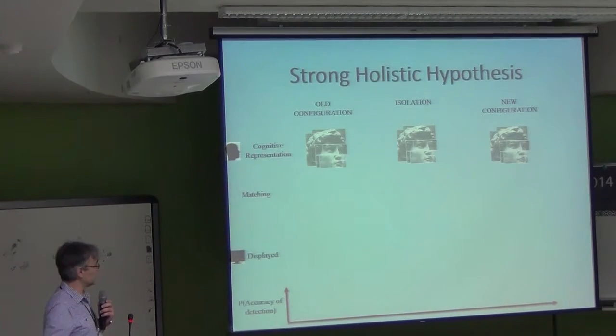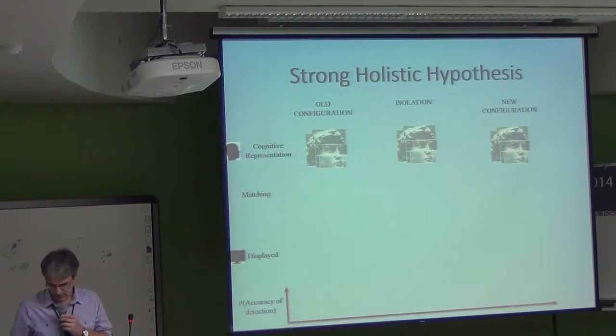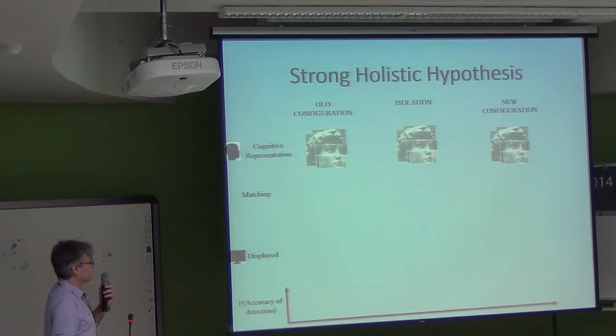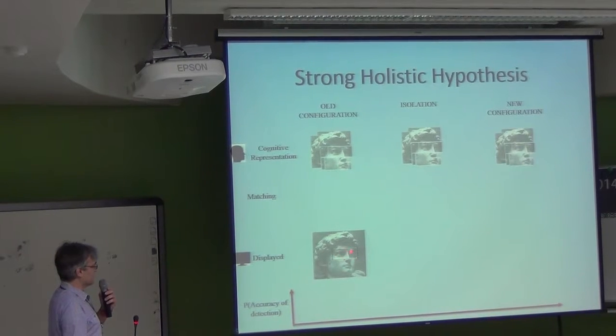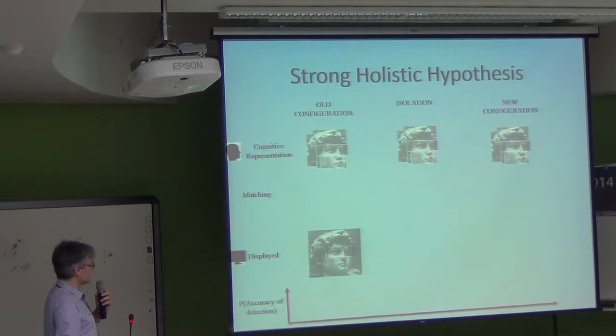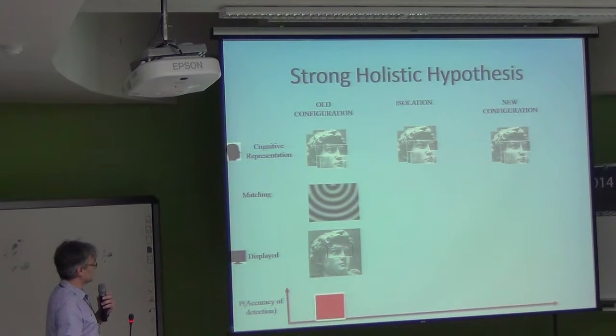And so how does it work? I'll try to come up with a more visual way to give you the idea. Let's say this is a cognitive representation. This is what you have in mind. This is the holistic representation. And this is what's going to be displayed here. So let's say that you are shown this old face, and then you have to pay attention to that feature. Recognition, in this case, gives you a relatively accurate response. Right? So this is the old configuration situation.